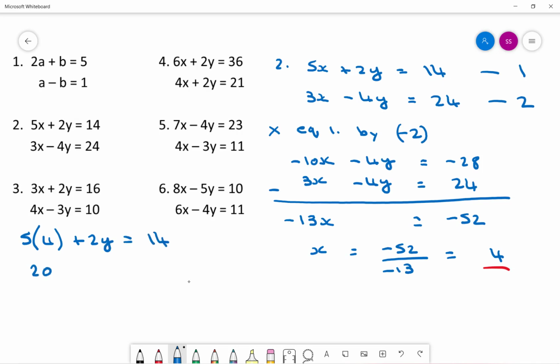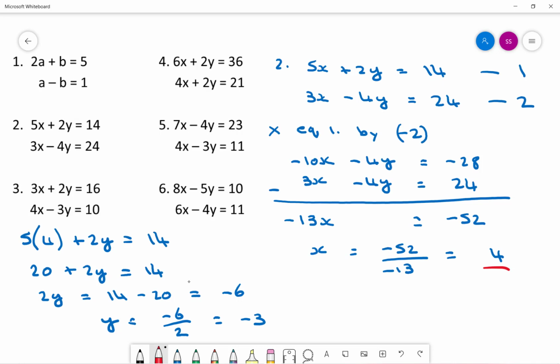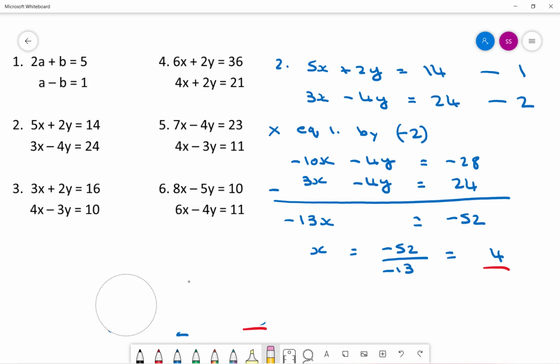Well, 5 times 4 is 20. If we now take the 20 over to the side, it will become 2y is equal to 14 minus 20, which is equal to negative 6. And then finishing that off, y will be negative 6 divided by 2, which is equal to negative 3. So my answer here for the y term in question 2 is negative 3. So there's the two answers there for question 2. Okay, moving on, let's have a look at number 3.